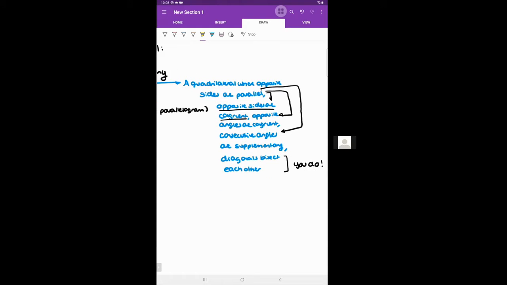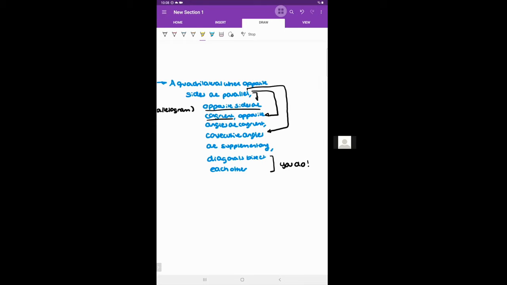And that implies that the opposite sides are congruent, that the opposite angles are congruent, that the consecutive angles are supplementary. So again, we have opposite sides parallel, and that implies that the opposite sides are congruent. The opposite angles are congruent. Consecutive angles are supplementary, which means that these two add to 180 degrees, these two add to 180 degrees, etc. And then that the diagonals bisect each other, which is something that you guys are going to be working on for the try at home question.